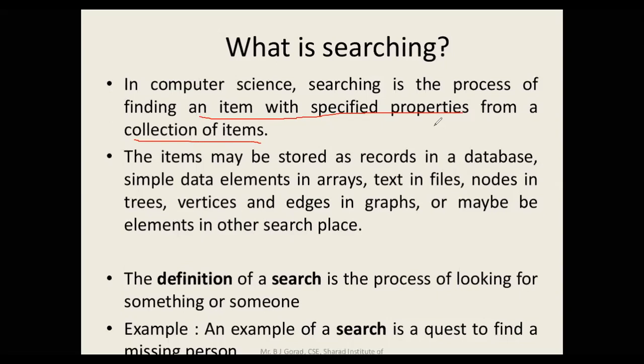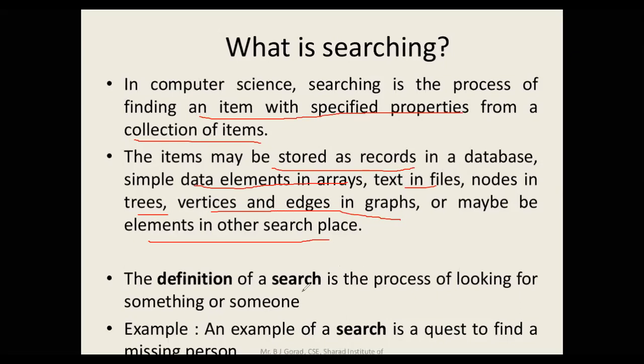The thing is that we have to fix a specified property, and depending on that property, we have to search. The items may be stored as records in a database, or simple data elements in an array, text files, nodes in a tree, vertices and edges in a graph, or maybe elements in other search spaces like a linked list. So it might be stored anywhere, but the searching technique will be applicable to all types of data structure. Whether it's a normal array, a linked list, a text file, a tree, or a database, your searching techniques will be applicable to all the cases.